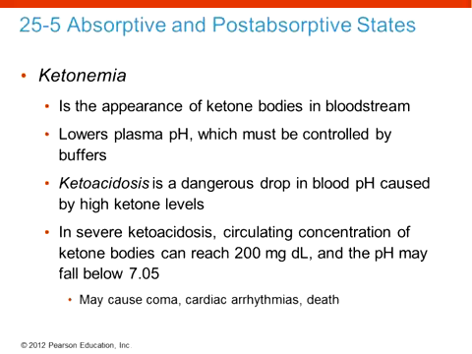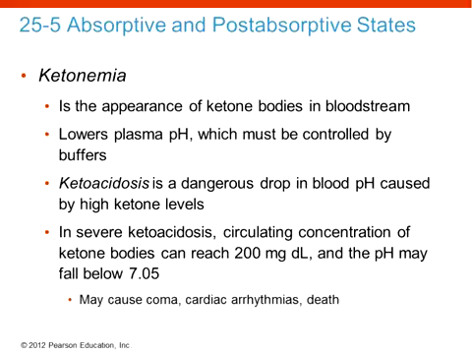Ketonemia is the appearance of ketone bodies in the bloodstream. Because they are acids, they will lower plasma pH, and that has to be controlled by various buffers, primarily the bicarbonate buffer. Ketoacidosis is a really dangerous drop in the pH of the blood. Remember, your blood pH should be about 7.4, slightly basic, but if you have very high ketone levels, it's going to cause that to go much lower than 7.4.